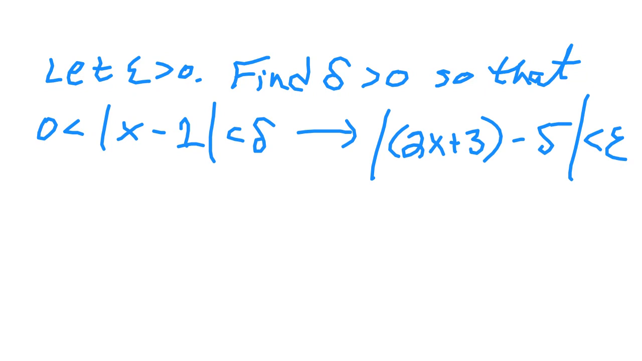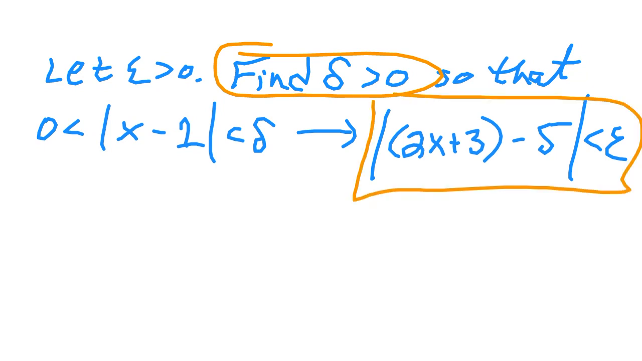So we need to find the delta. That's what we're trying to do. We're trying to find the delta, right? So if I'm trying to find the delta, what I'm going to do is start with the right side, figure out my steps, and then work backwards for the proof. So on the right side, I know that the absolute value of 2x plus 3 minus 5 has to be less than epsilon. This is for any epsilon, no matter how tiny. So it could be 1/10, 1/100th, 1/1,000,000th, etc.